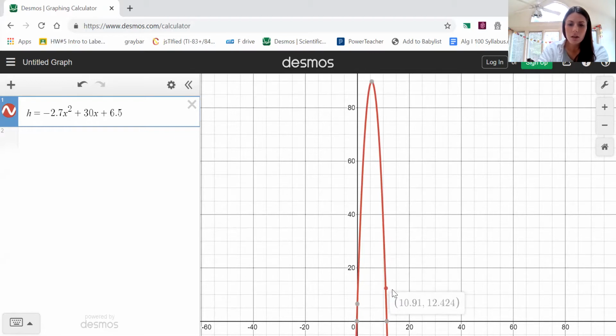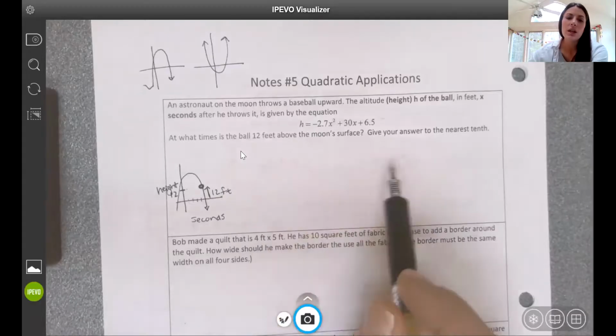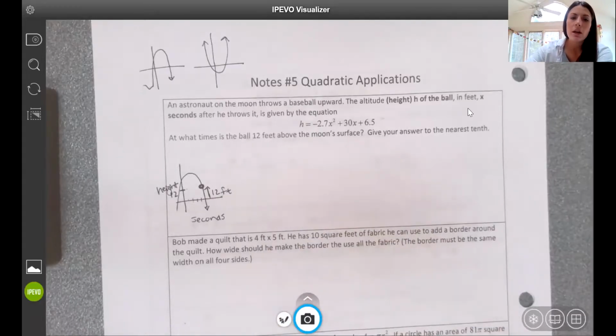Let's see. We can scroll along here and get a little closer. We're seeing that's about 10 to 11 seconds. We're going to hit that mark. Now we want to use our solving to get this exact. So let me go back to my screen. Hopefully that gave you a preview of what we're doing, making some logic of what's happening here.